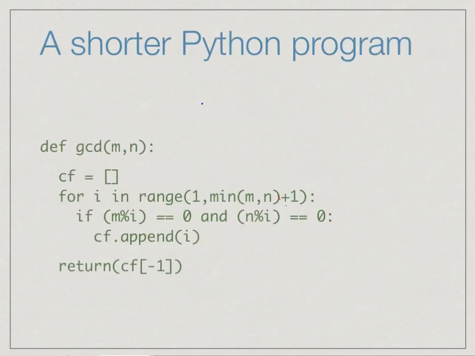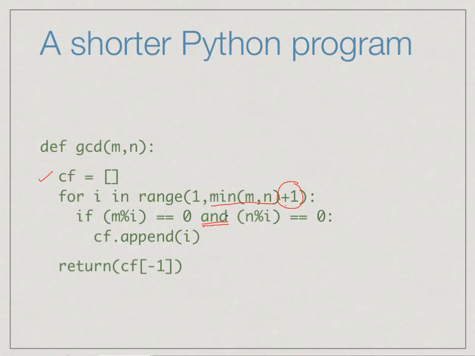Here is a much shorter Python program implementing this new strategy. Instead of computing the lists fm and fn, we directly compute the list of common factors. So we let i range from 1 to the minimum of m and n, and remember that Python requires us to give the limit of the range as one more than the limit we want to go up to. So we go from 1 to the minimum of m, n, plus 1.